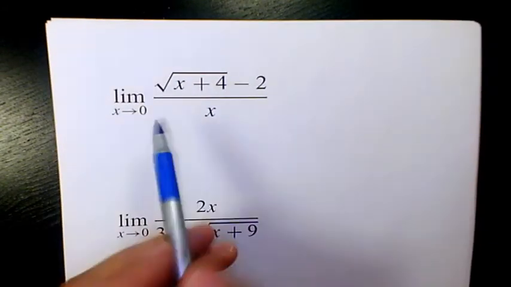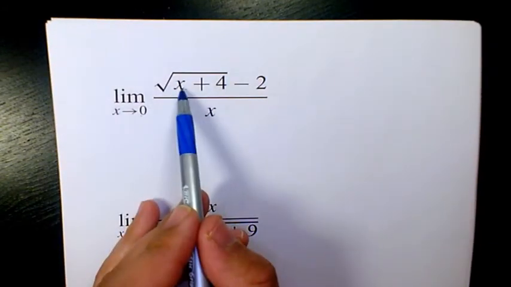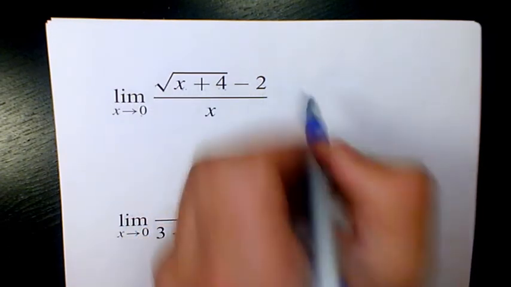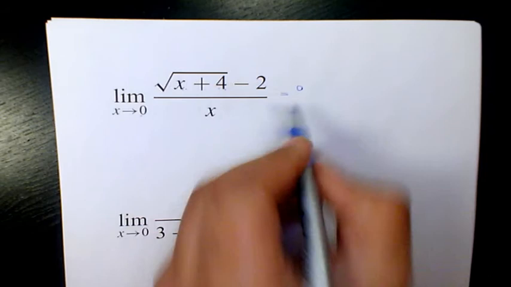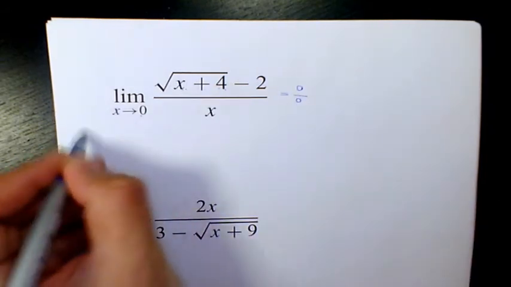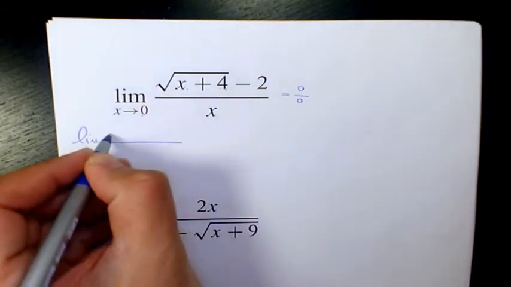Next one. When you sub it there, 0 plus 4, square root of 4 is 2. 2 minus 2 is 0, divided by 0. So we need to do some adjustments. I'm going to multiply it by the conjugate.